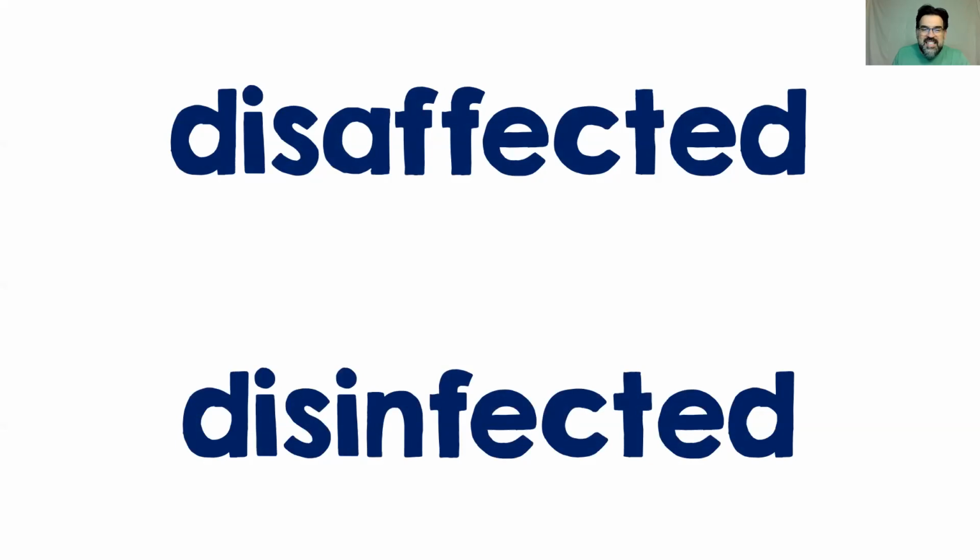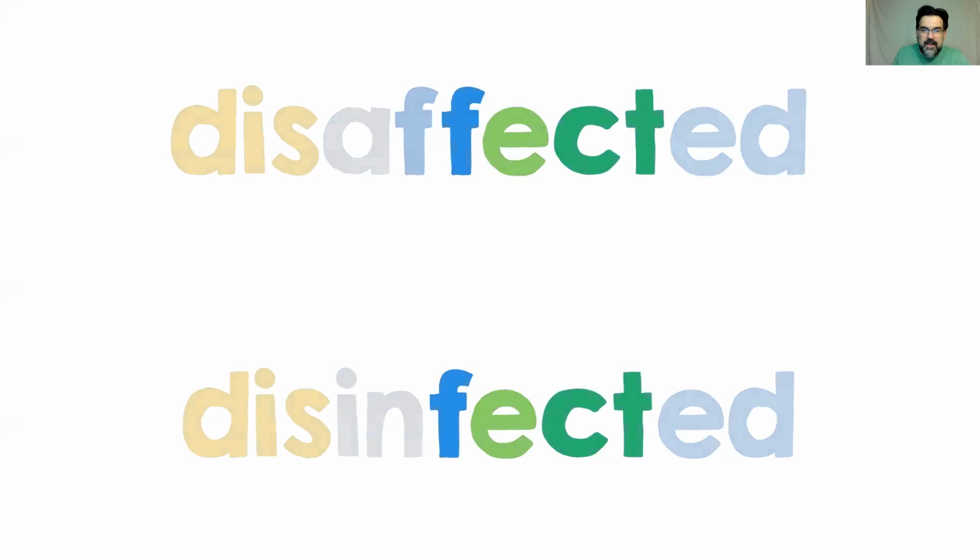The top word is disaffected. The bottom word is disinfected, and they are easily confused. So we're going to take a moment and compare these words. Both start with the prefix dis, and in the middle they have the sound fect. Disaffected has a double F, and they end with an ED. So they're pretty similar. This is just the slightest difference.